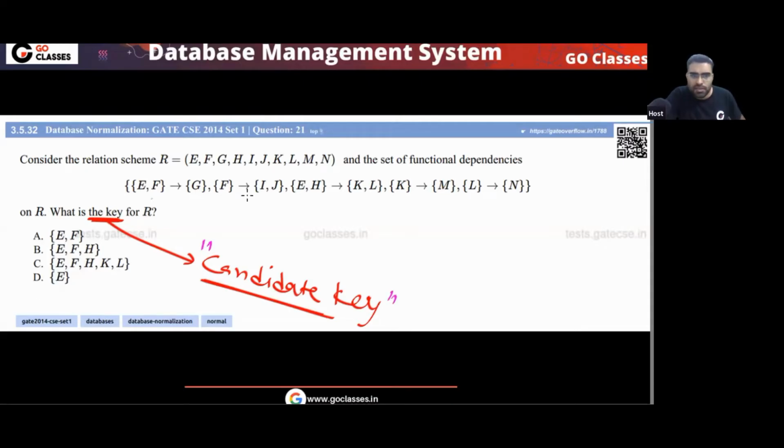Now, these functional dependencies are given to you. Do you remember I told you what this functional dependency actually means? What is the other notation for this?